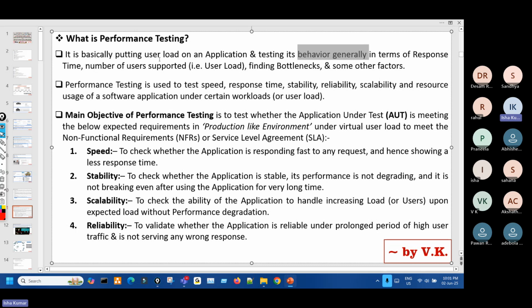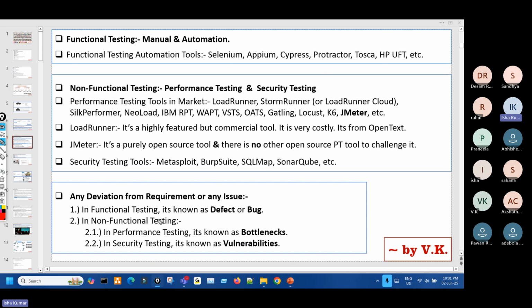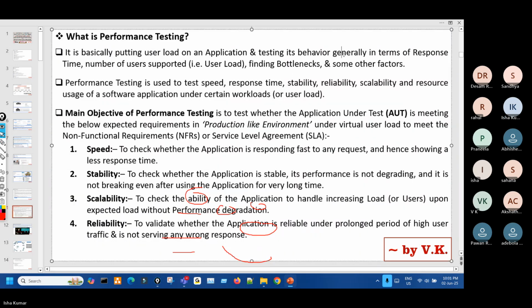This word, the problem or issue, has a different name in different testing domains. If any problem or issue is found, in functional testing it is called a defect or bug. In performance testing, that same thing is called bottlenecks. In security testing, that is called vulnerabilities. So we put the load, and then check the behavior of the application. That is what user load is, and we find the bottlenecks and other related factors.